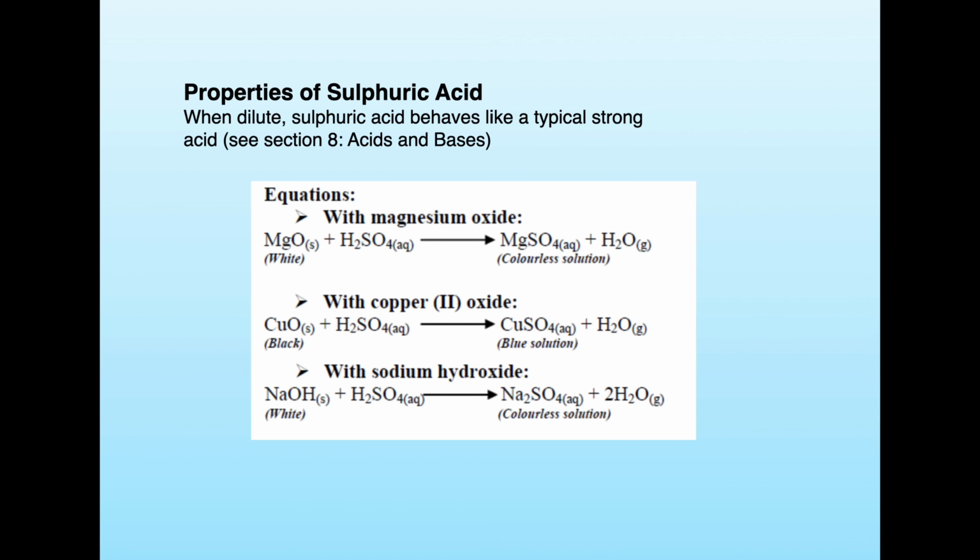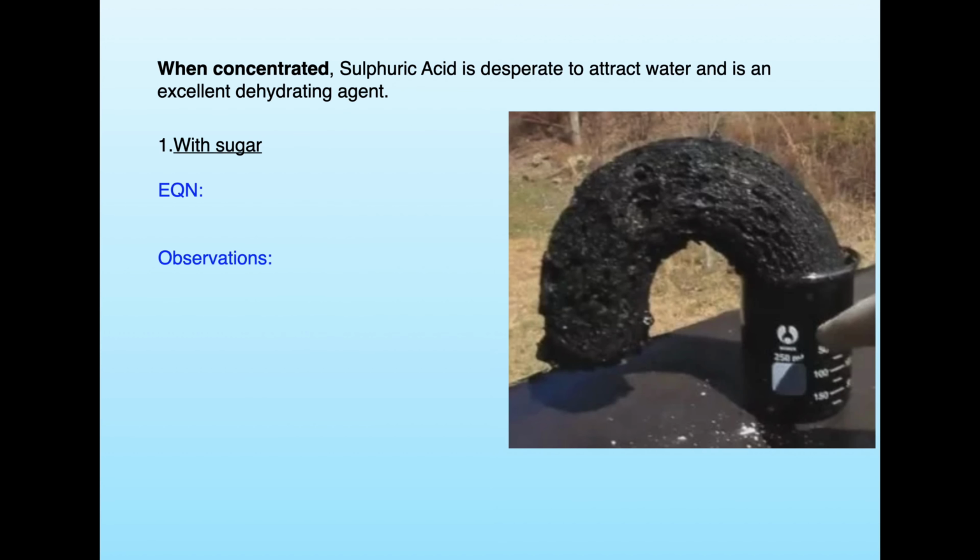Properties of sulfuric acid. When it's dilute, sulfuric acid behaves like a strong acid. It's dilute, but it's a strong acid, so it fully dissociates, and it does everything that acids do. There are some reactions that we saw in section 8. Acid plus base, insoluble base in this case, acid plus insoluble base, acid plus alkali. You'd also get acid plus metal, wouldn't you? Acid plus carbonate. It does all of those things.